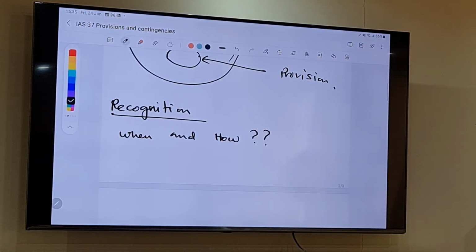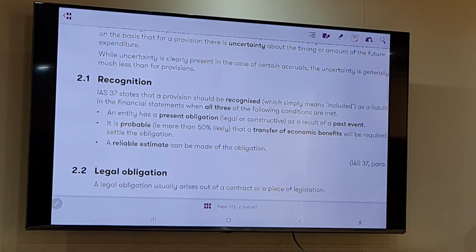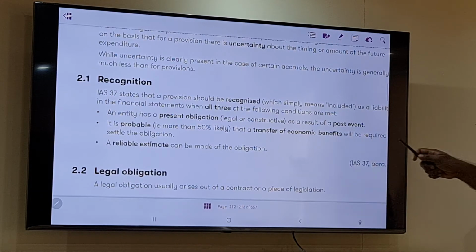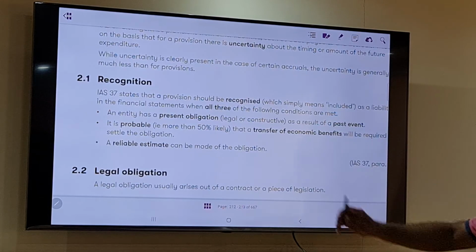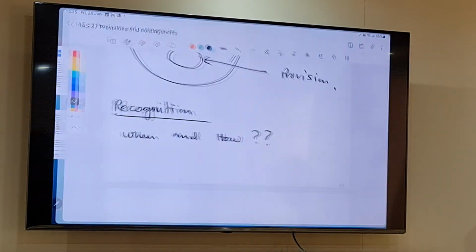The standard, IAS 37, talks about this. It talks about an entity having a present obligation. They have used two words, legal or constructive. Very interesting.